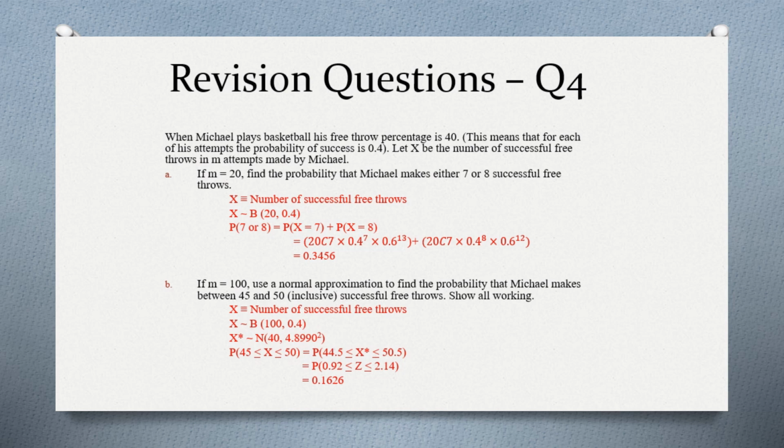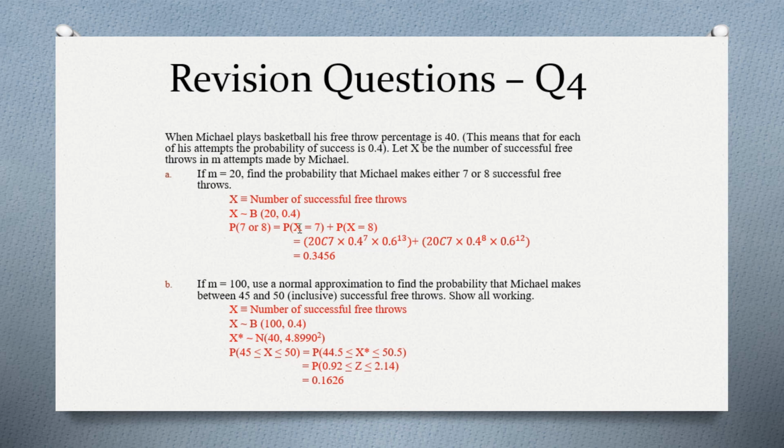Okay, question 4. From now on, it's going to be very repetitive, so I'll go a little quickly. When Michael plays basketball, his free throw percentage is 40. So let X be the number of free throws, so your n is equal to 20. This is your binomial distribution with n of 20, your p is 0.4. This is very direct.